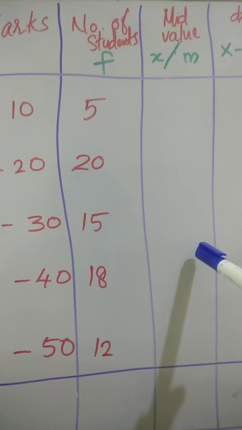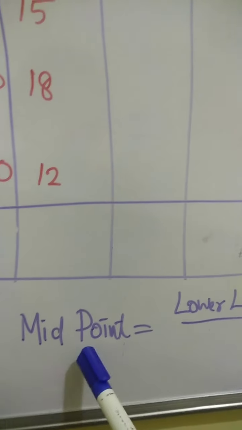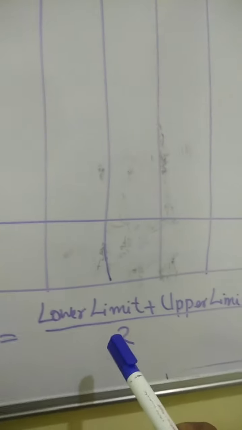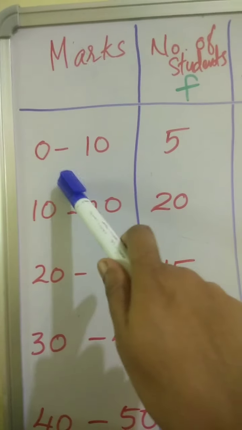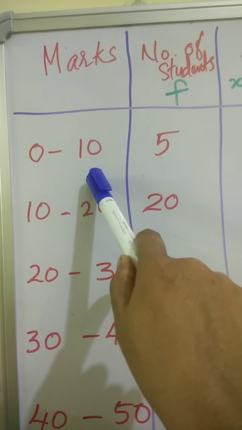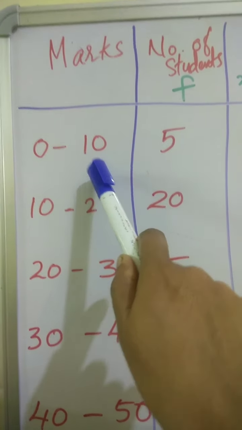How to find the mid value we already know, but still I have written it here. Mid value can be found by lower limit plus upper limit divided by 2. So for each class, we add the lower limit and upper limit and divide by 2, and we will get the mid value. First of all, find out all the mid values. Then the same procedure as we followed in discrete series and individual series.